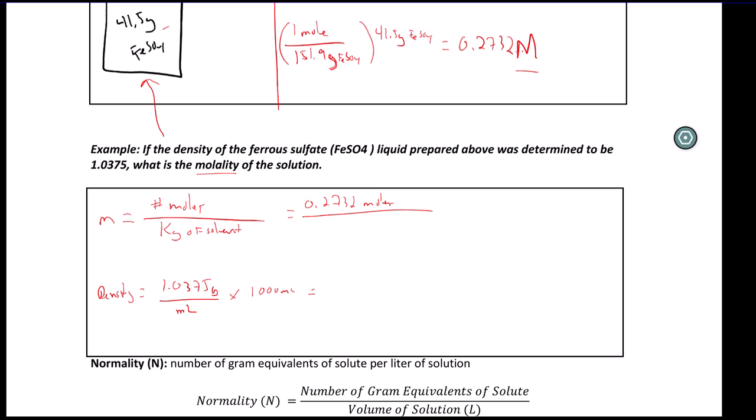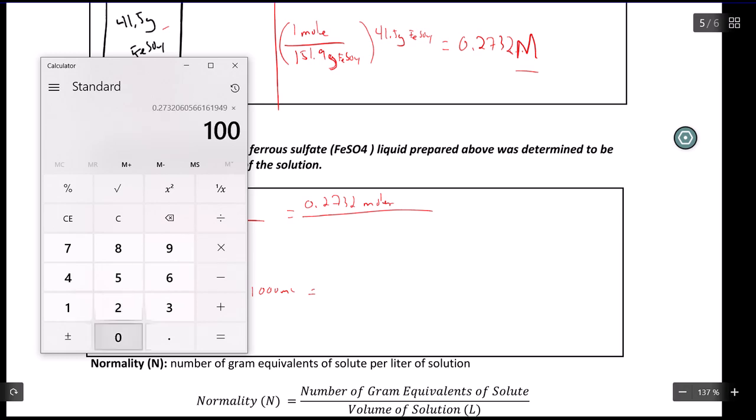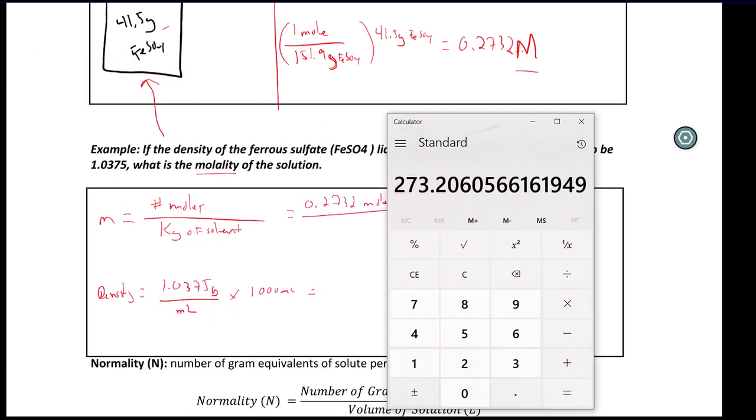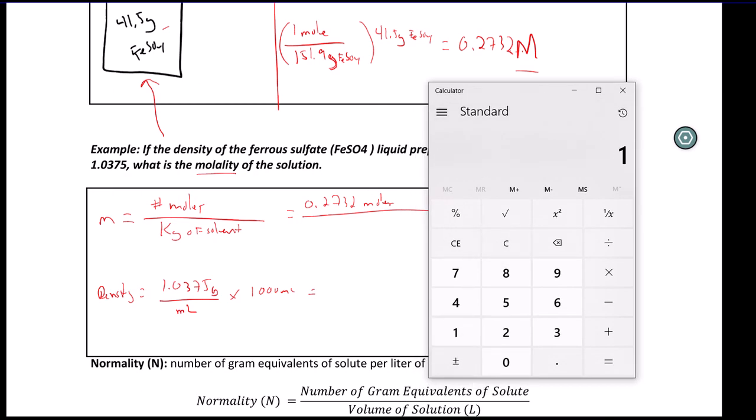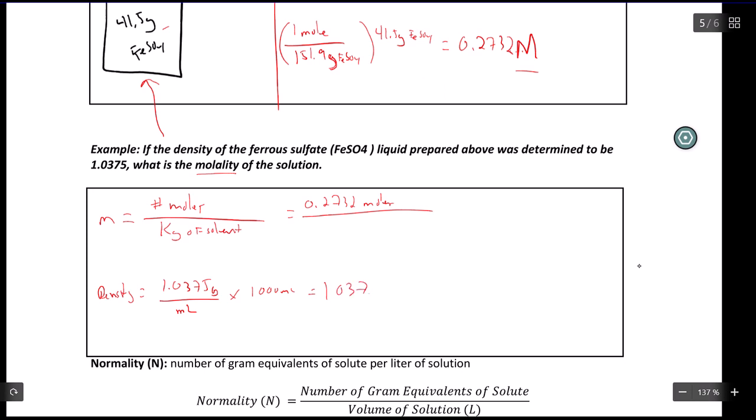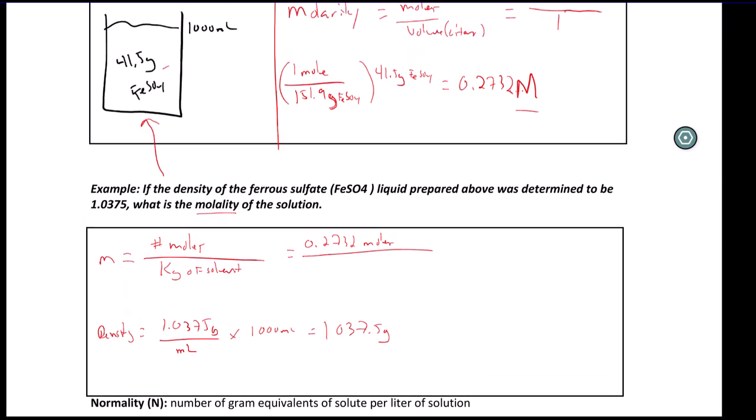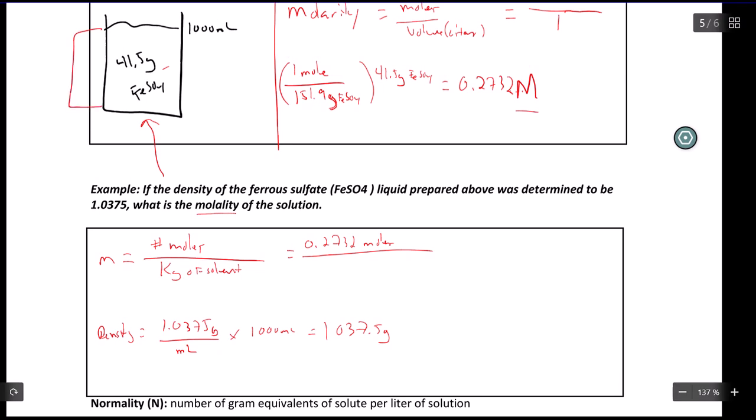So 1.0375 times the 1,000 mLs gives me 1,037.5 grams. What did I just determine? I determined the weight of this 1,000 mLs. So this 1,000 mLs here weighs 1,037.5 grams. That's how much that weighs.